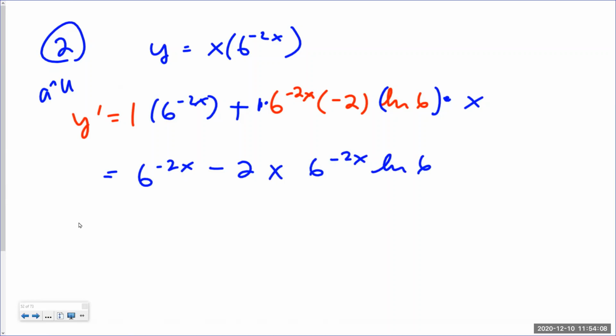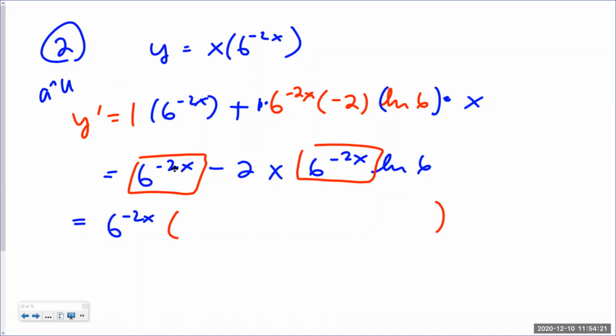Yeah, they took out, yeah. Okay, yeah, you can see that. I mean, maybe you don't see it, right? Both of them have the 6 to the negative 2x factor. So they could pull that out. And if they pull that out, this would turn to 1. This would turn out to 2x ln of 6. Is that what the key says? Yeah, so it's the same thing.